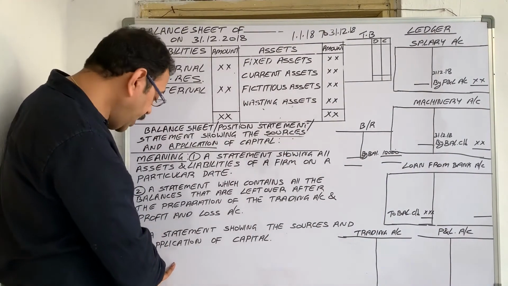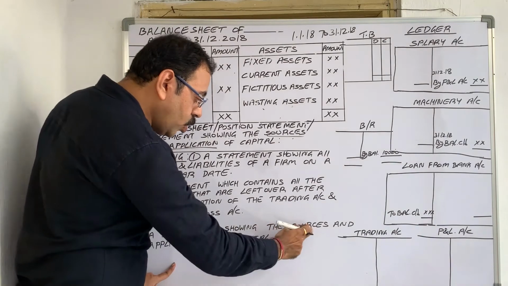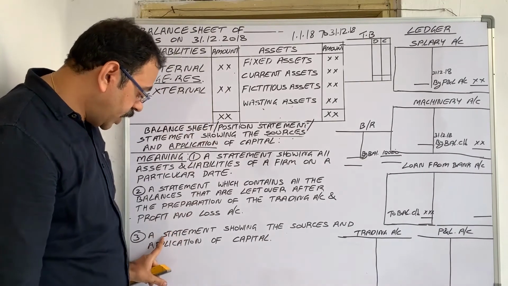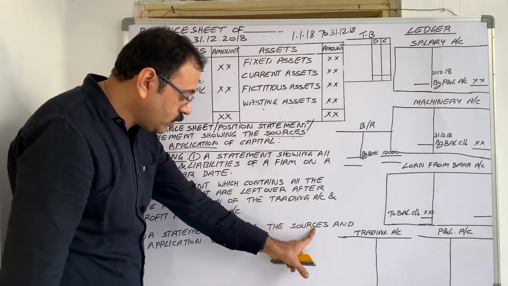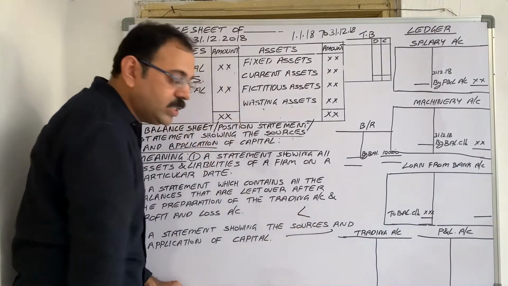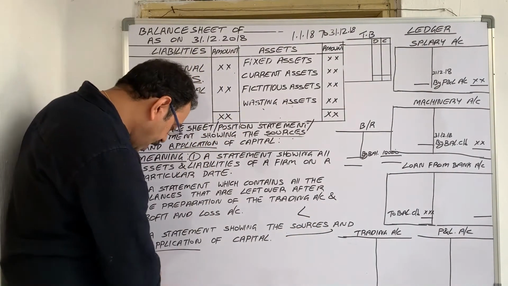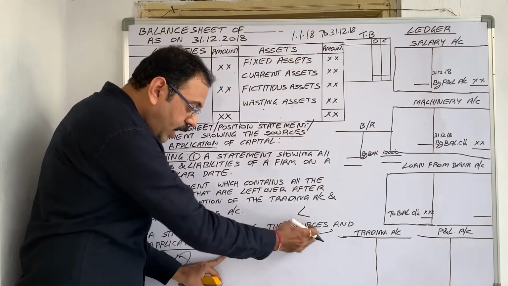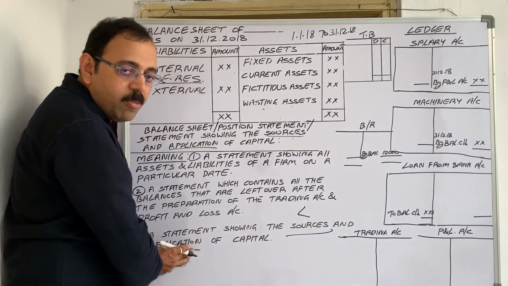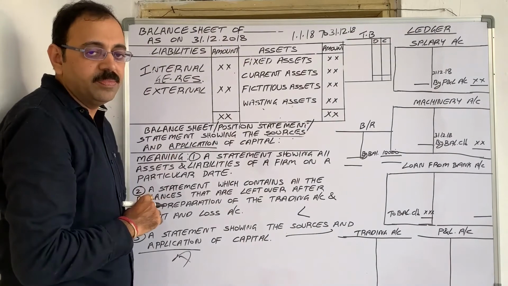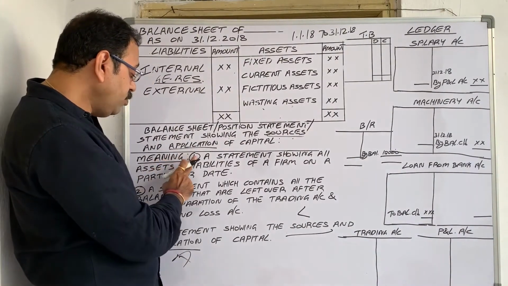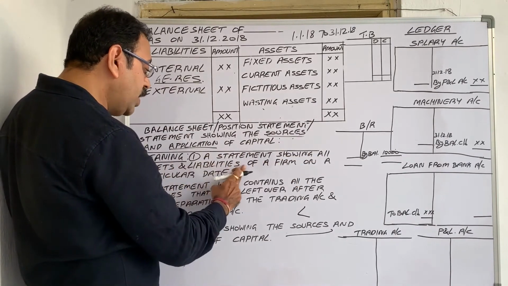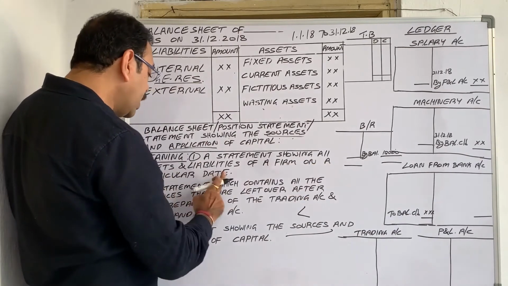See, third point is a statement showing the sources and application of capital. Balance sheet means what? It is a statement which shows the sources, nothing but liabilities, and application, nothing but assets of capital. How capital money came, how we use that capital amount, we are showing in this statement. Okay. Now see the first meaning of balance sheet. A statement showing all assets and liabilities of a firm on a particular date.